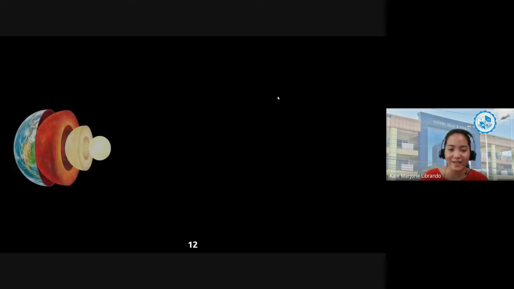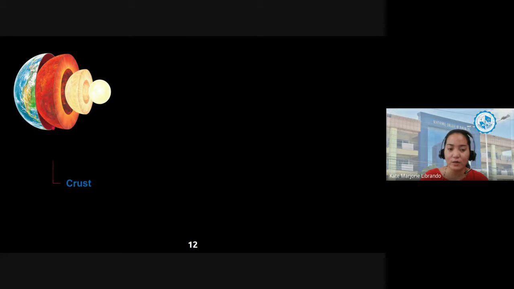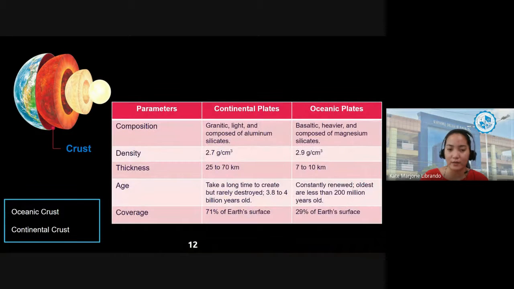When we say crust, there are two types of crust: oceanic and continental crust. Now we have here a table that shows the difference between continental and oceanic plates. Continental plates are granitic, light, and composed of aluminum silicates.